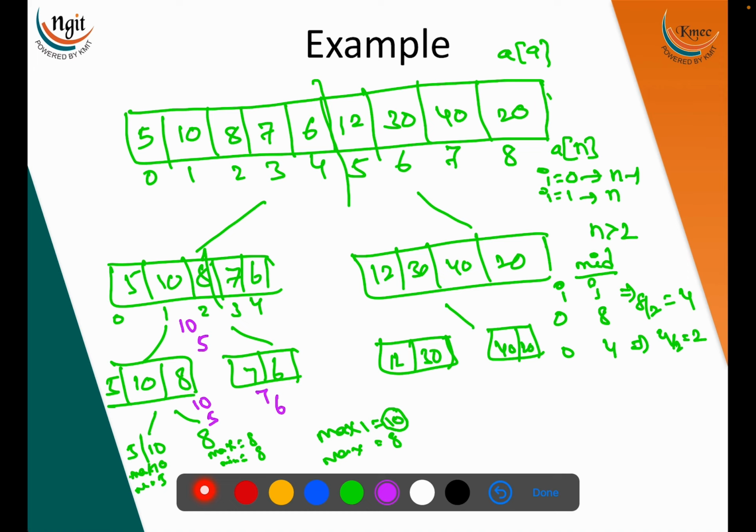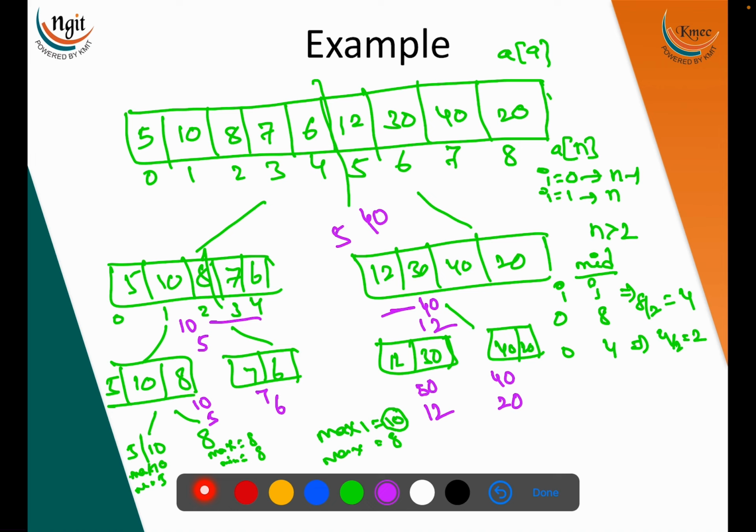And from this area, maximum is 30, minimum is 12. From this, maximum is 40, minimum is 20. Now combine the two. Compare this 30 and 40. You will get 40 as maximum and 12 as minimum. Now among these two, maximum 1. So if you compare the maximums, it is 40. So up to the list, 40 it will come. 5 and 12, 5 it will come.